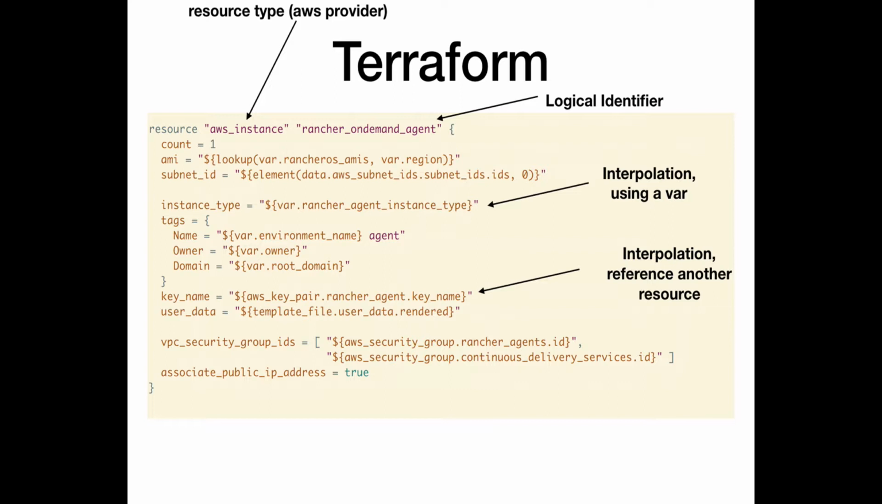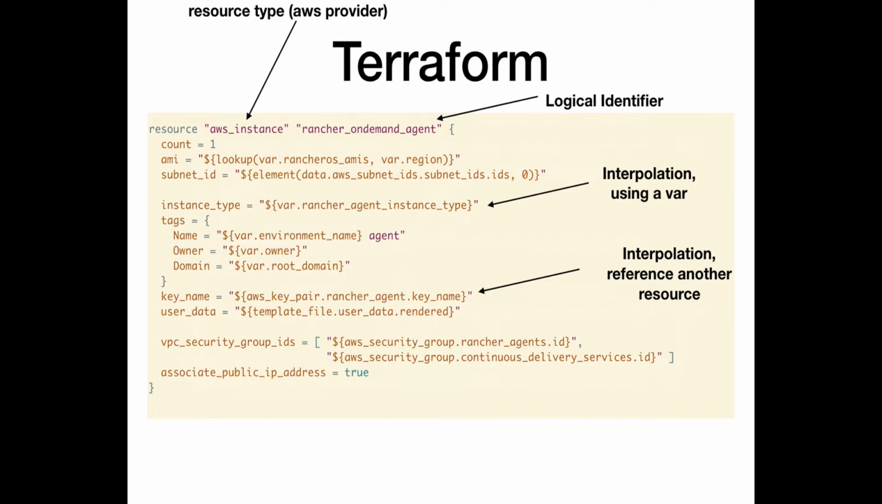Yes. So, good question. In this case, this variable environment name is just a string. So when you run Terraform, you say, I want to create my production environment, and then it's going to tag this with the name production agent, right? In this case, lookup is a function that Terraform has implemented, not us, that operates on a dictionary type of variable. So Rancher OS AMIs is not a string, it's a dictionary, it's a key value lookup.